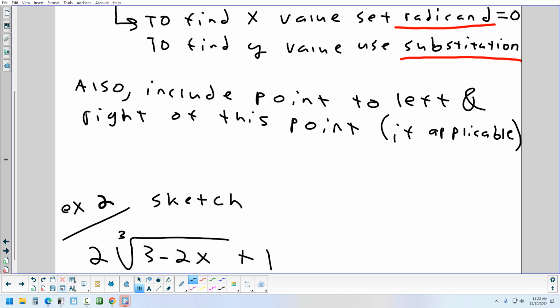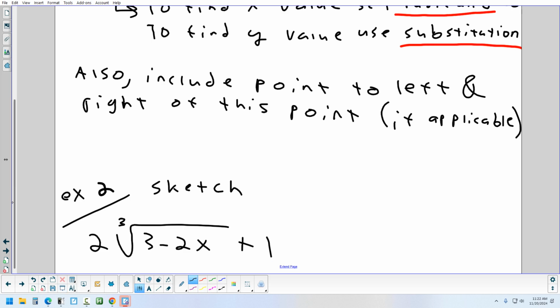Okay, so just before we even do anything with example 2, is example 2 going to have a start point or a center point? Center. Yes, it's going to have a center. How do we know that? It's a what root? Cube root, which is odd. That's the key. The root is odd, so it's going to have a center.